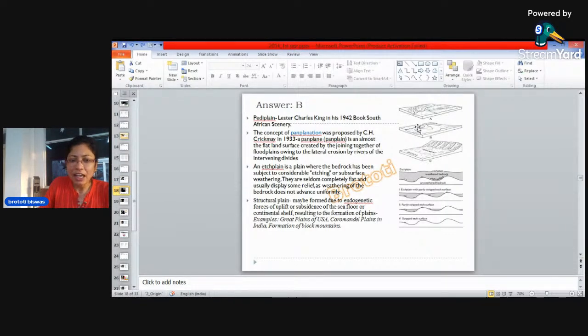The valleys have enlarged. You can see the valleys over here, the valleys have enlarged. And over here, the valleys that were enlarged will now join together. The various valleys will join together. How? When the water divide between these moves away, then we will find a huge area of flat land.